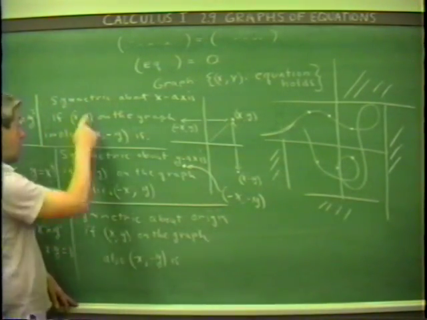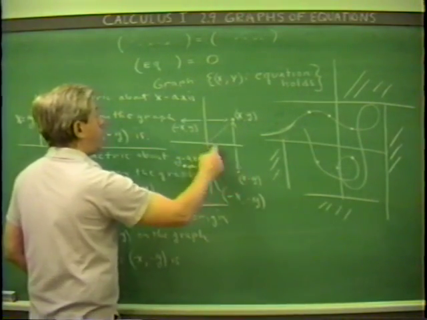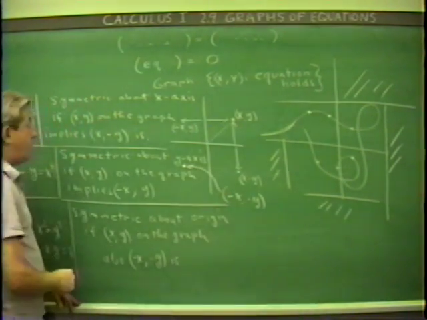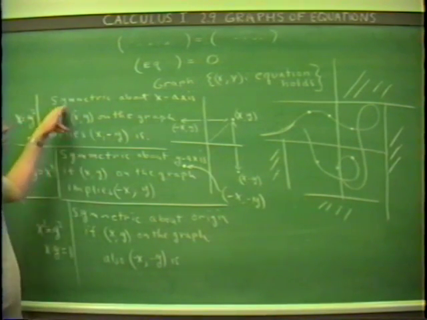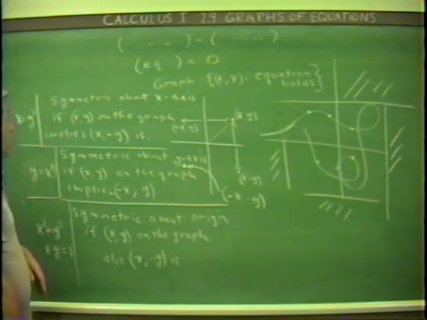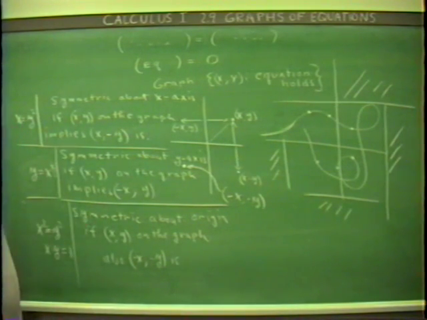When you have symmetry about the x-axis and symmetry about the origin, then this point is on the graph and this one is, and you also have symmetry about the y-axis. Or when you have symmetry about the y-axis and about the origin, you clearly also must have symmetry about the x-axis. So whenever you find two of these, the third one is already there.